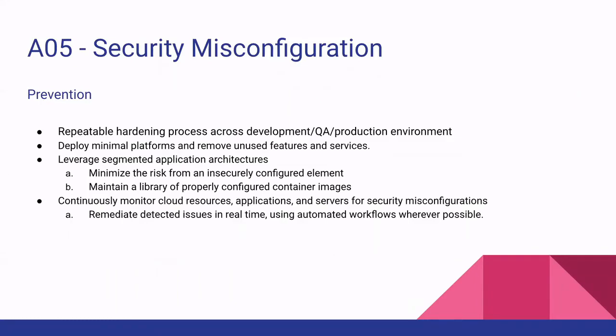A repeatable hardening process makes it fast and easy to deploy, and it makes sure that all your development, QA, and production environments are the same. Also, a minimalist approach for a platform is good, right? Make sure that unnecessary features, components, or documentation are not included as part of the deployment. They should be removed before deploying to production.